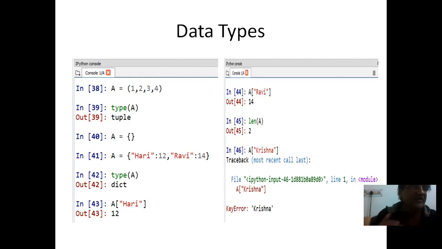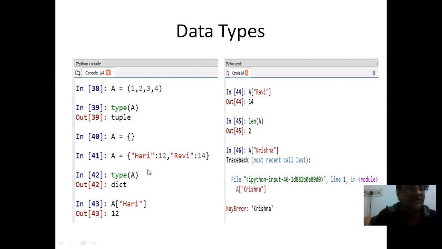Now, when you are using the dictionary, A is equal to curly braces, opening curly brace and closing curly brace. Now, this line means you are assigning a null dictionary or empty dictionary to a variable A.